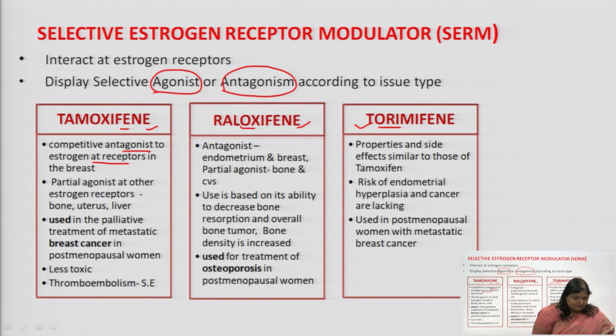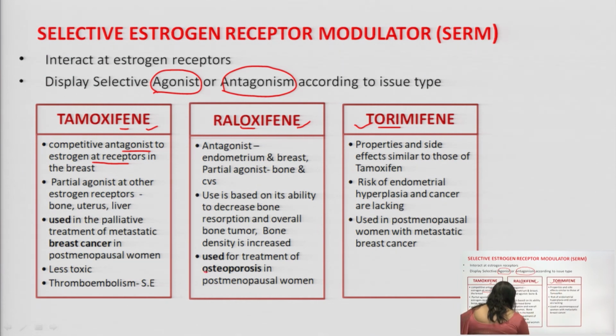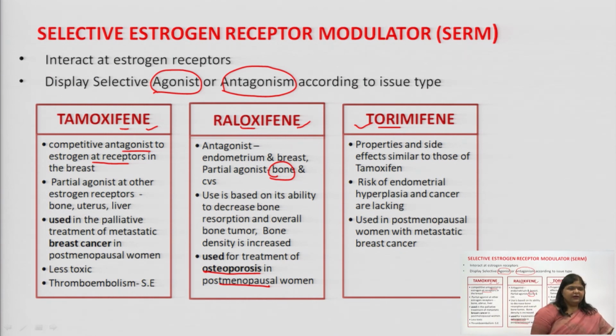Then another drug, raloxifene, is an antagonist to estrogen receptor at endometrium and breast, and is a partial agonist in the bone as well as in the cardiovascular system. So, its use is based on its ability to decrease the bone resorption and the overall bone turnover. So, it leads to increase in bone density and is generally used for the treatment of osteoporosis in postmenopausal women, because it is being expressed here in the bone. It is being used as an agonist.